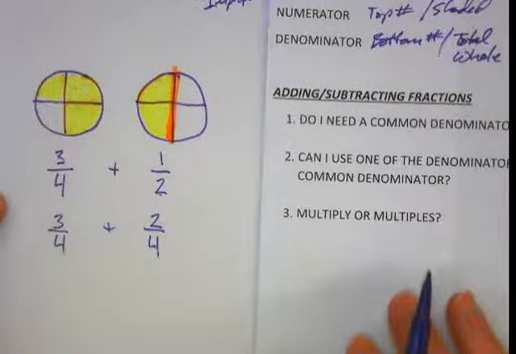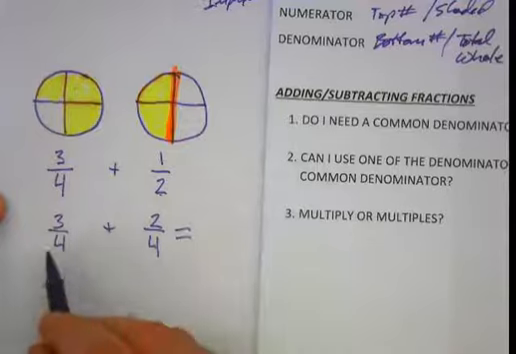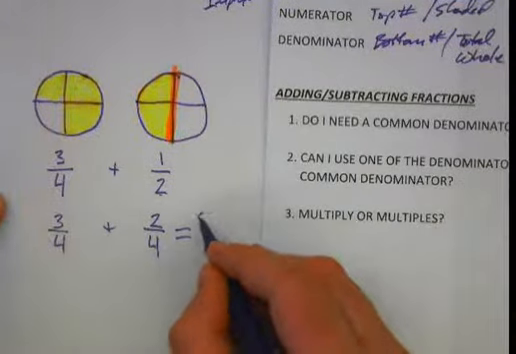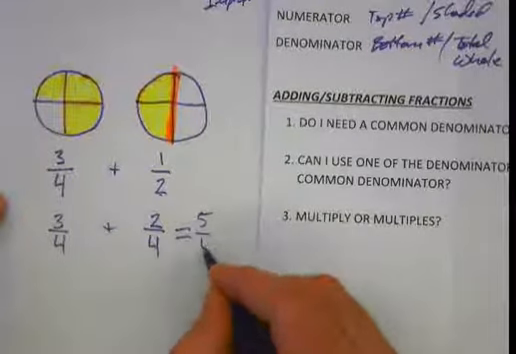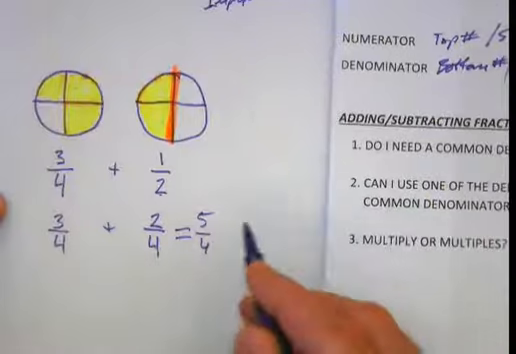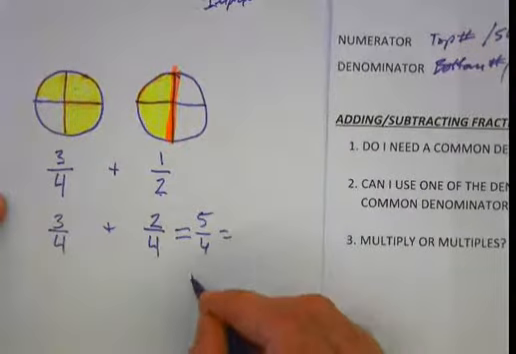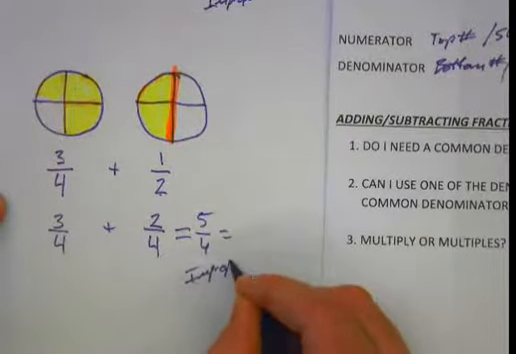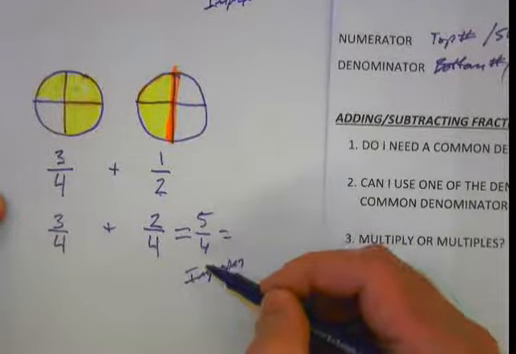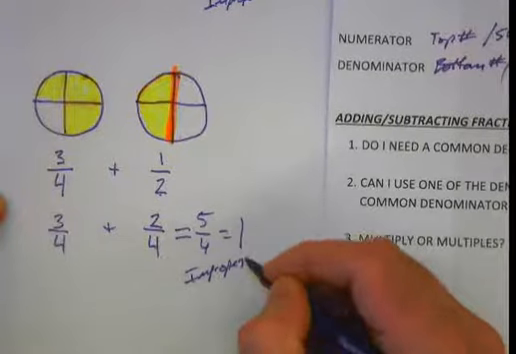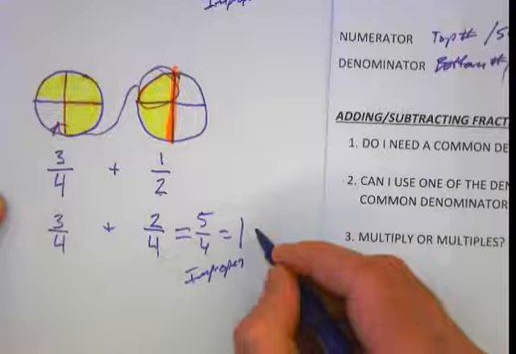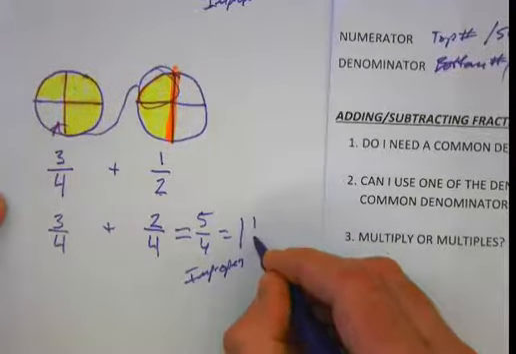And now I can count up and add my fourths. Common denominator, 3 plus 2 is 5 fourths. 1, 2, 3, 4, 5. 5 fourths. But we should also notice that this is also an improper fraction, meaning the top number is bigger than the other, which means there's a whole that we can pull out. One whole, meaning we can take this fourth, stick it in there, and we have 1 and 1/4.